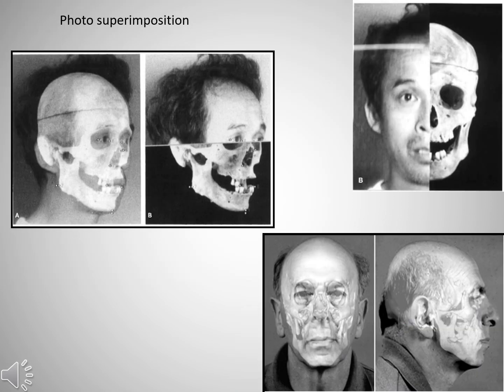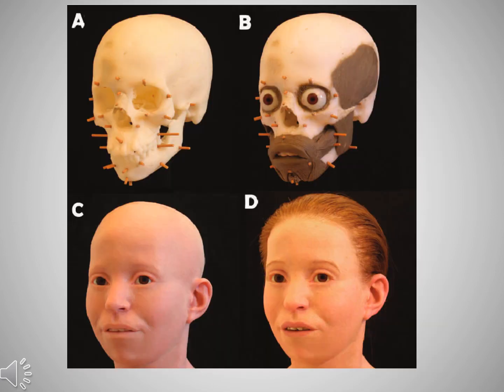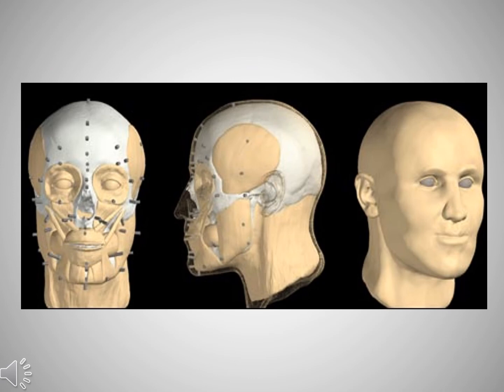This slide shows how photo superimposition is used to identify a person's identity. Facial reconstruction. Identification of a person from the skull is also possible by radiographic superimposition and facial reconstruction techniques. This slide shows how we develop the face of a person starting with the skull. This is how the facial reconstruction takes place. This is a diagram showing the facial reconstruction. Thank you.